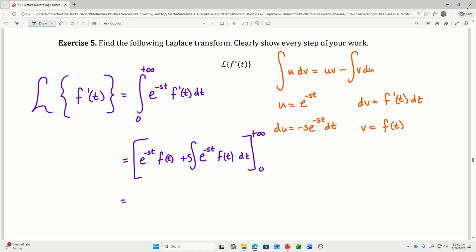What happens if we assume s is greater than 0 and we let t approach infinity for the first term here? That term goes to 0. And then what happens if I plug in t equals 0? Then I would get e to the power 0, which is 1, times f of 0. And then this is going to be s times the integral from 0 to infinity of e to the negative st f of t dt.